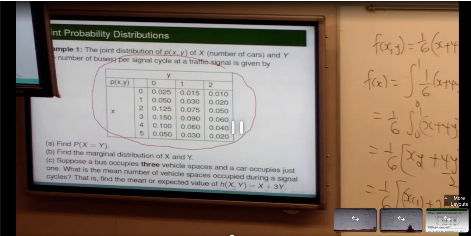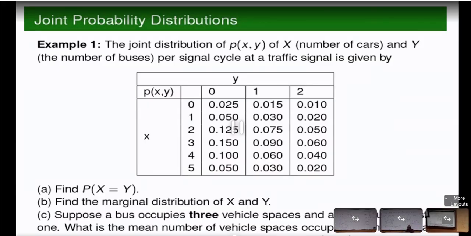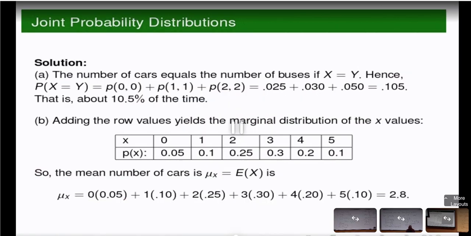You want to identify where X and Y are the same. Where X and Y are the same is where you're going to have 0, 0, 1, 1, 2, 2. Do you understand that? Can we have a 3, 3 on this table? No. So it's going to end up at 2, because the level of Y is not up to the level of X.